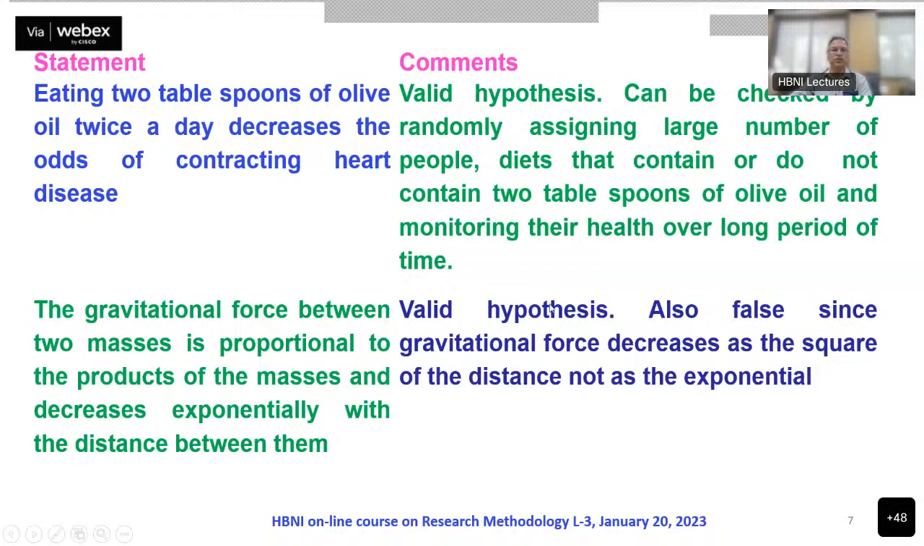So it is a valid hypothesis with regard to the product of M1, M2 by R square, but it is not exponential, it is 1 upon R square. So also false, since gravitational force decreases as the square of the distance and not exponentially. So that is how you can decide whether a hypothesis is good or bad or invalid.